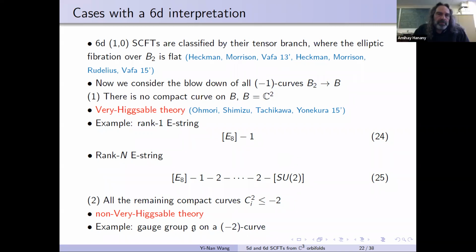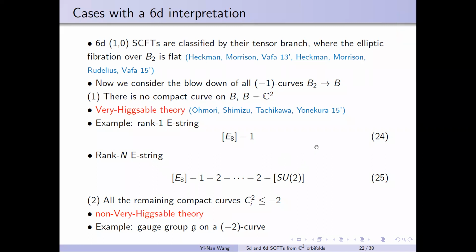Even when you are not in the Higgs branch, you could ask the question whether the gauge group is fully broken or not. But are you saying the difference between very Higgsable and non-very Higgsable is the existence of a -2 curve? The -2 curve after you blow down all the -1 curves. I see. Okay.